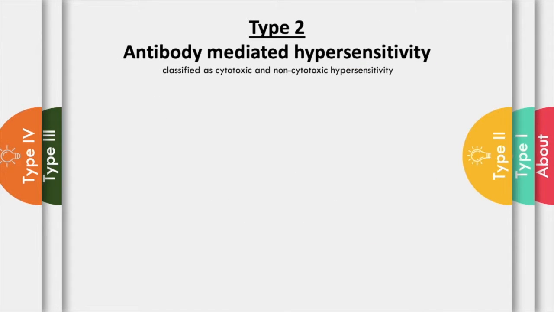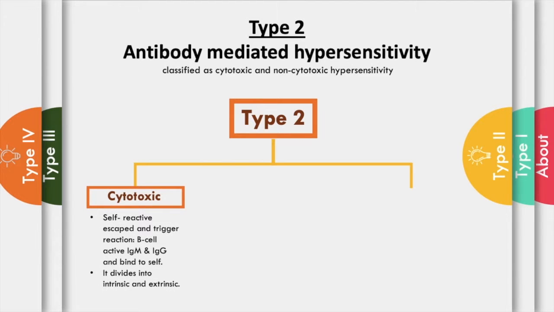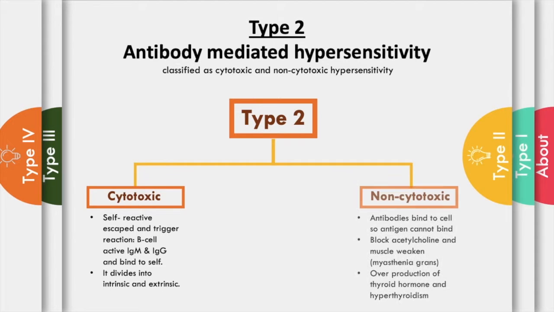Type 2 hypersensitivity involves antibody-mediated destruction of healthy cells. This disorder tends to be tissue or organ specific. During immunotolerance, some self-reactive immune cells escape and attack healthy cells and cause autoimmune disease. In cytotoxic type 2 hypersensitivity, it activates B cells to produce IgM and IgG with the help of CD4 T helper cells. It divides into intrinsic and extrinsic.